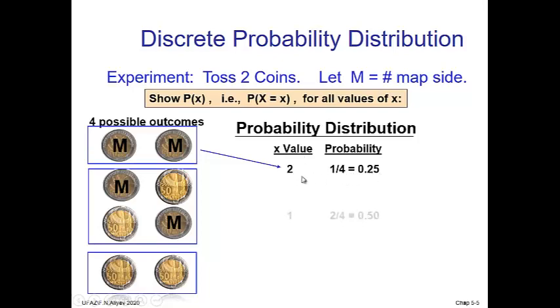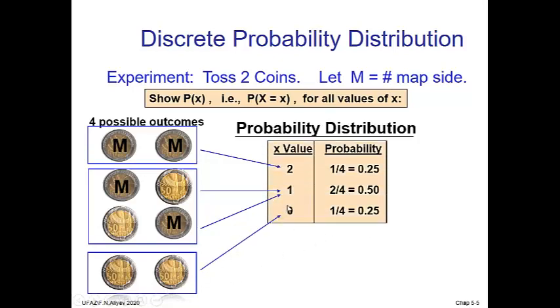When x equals 1, x equals 1 in two cases, in this case and in this case, 2 out of 4 map side comes up, and 0 happens when none of them is map side, so 1 over 4. As you see here, we create a table, and in the table the first column shows us the values of the random variable, and the other column shows us their corresponding probabilities. This table is called a probability distribution.